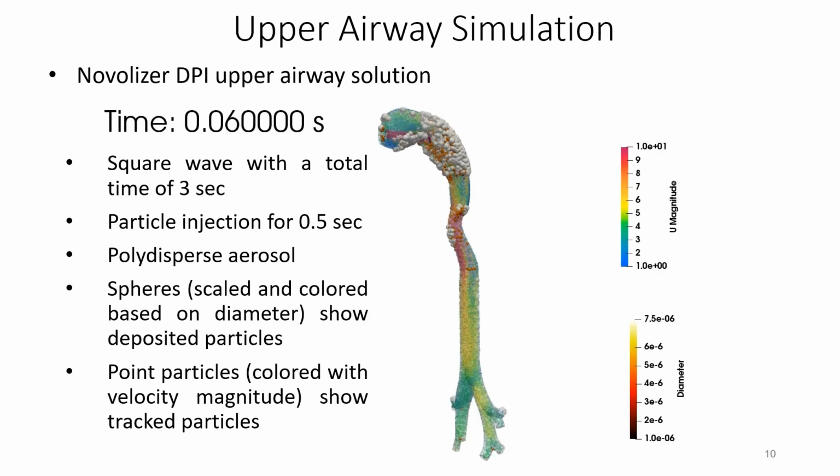This video shows particle transport and deposition in the upper airways. The spheres show deposited particles, and the point particles show all the tracked particles colored with local velocity magnitude. We use a square wave with a total time of 3 seconds, and the particle injection is for the initial 0.5 seconds.